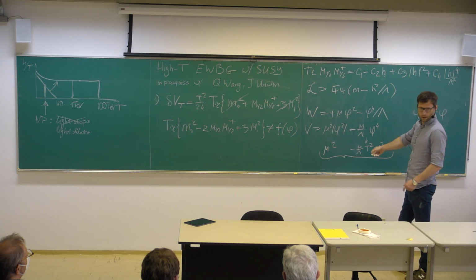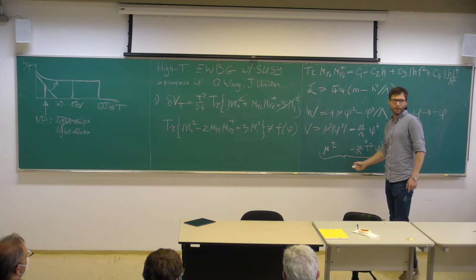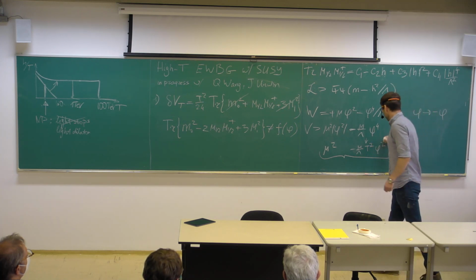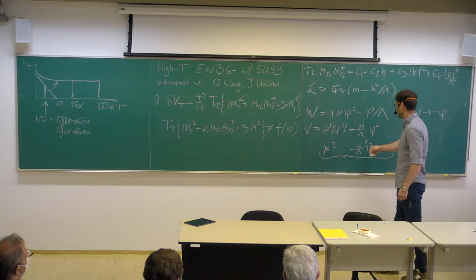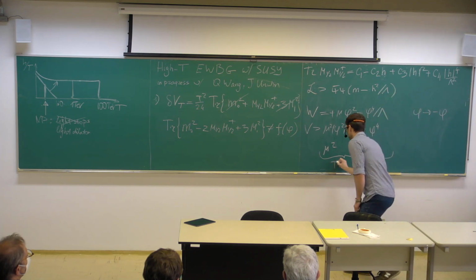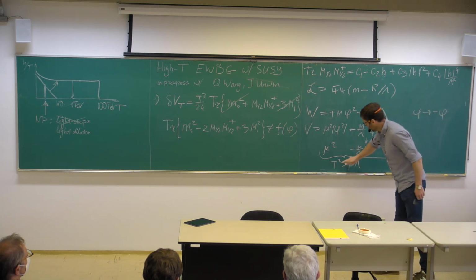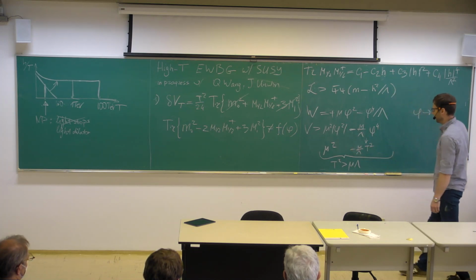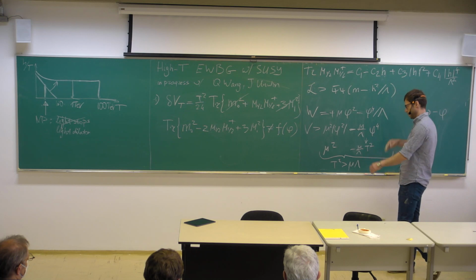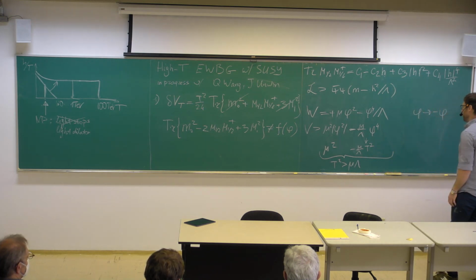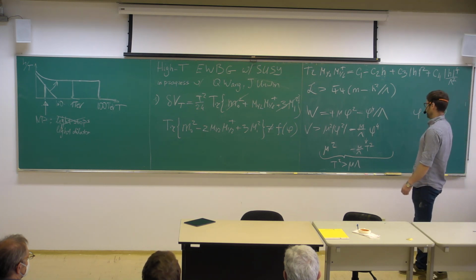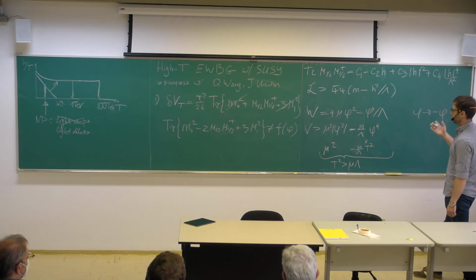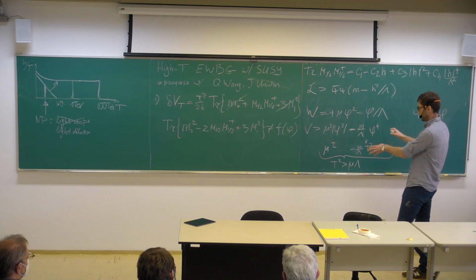Can anyone see what's happening here? So for this to work, you need that T squared is greater than mu times lambda. So when temperature rises above some threshold, you get this. Of course, the temperature has to be below the cutoff because the theory is not applicable anymore. However, it was later noted by Sinanovic and collaborators that this is not the whole story.